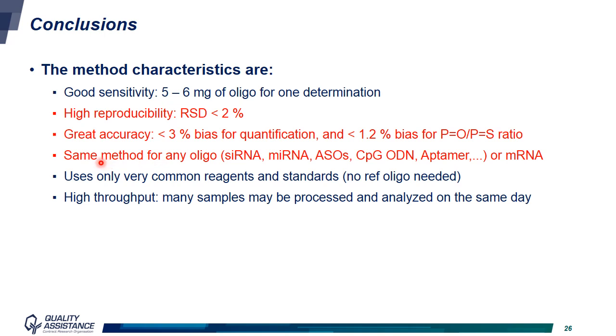As we digest the sample, the same method can be used for any oligo. And you can determine all these oligos or even messenger RNA using the same method. We just need very common reagents and standards. We don't need the reference oligo. And the method is a high throughput one. Many samples may be processed and analyzed on the same day.